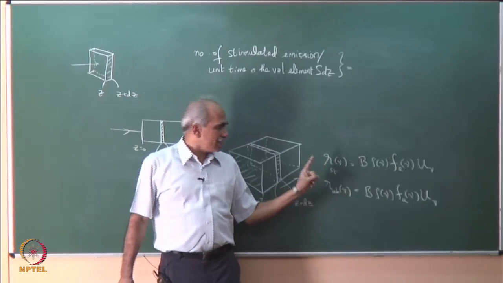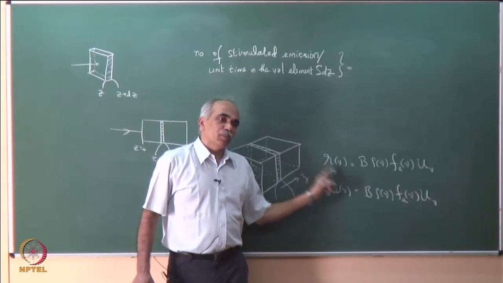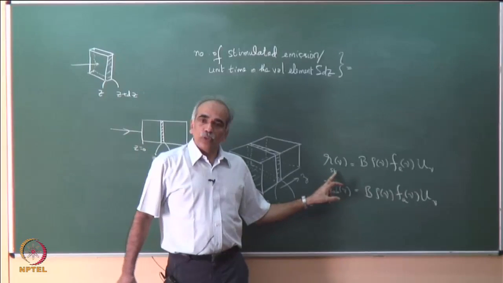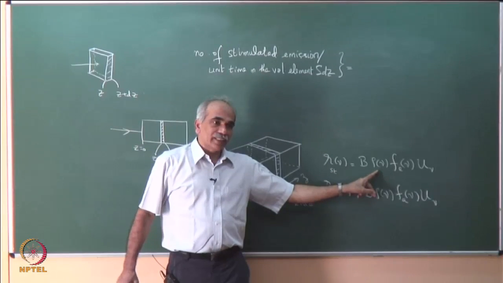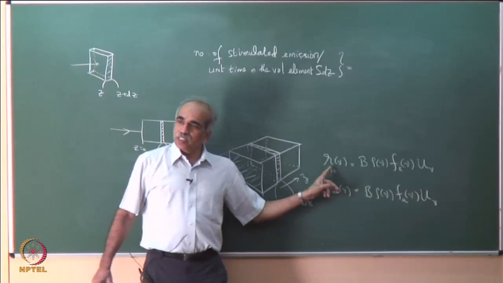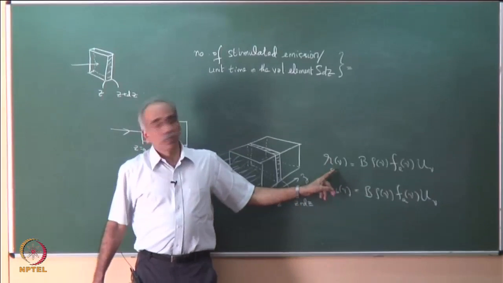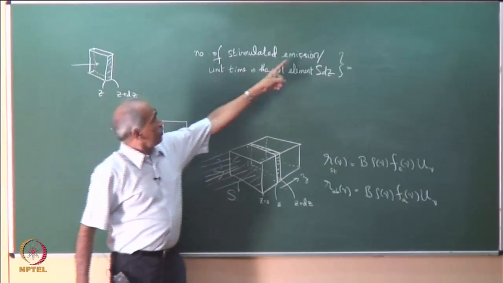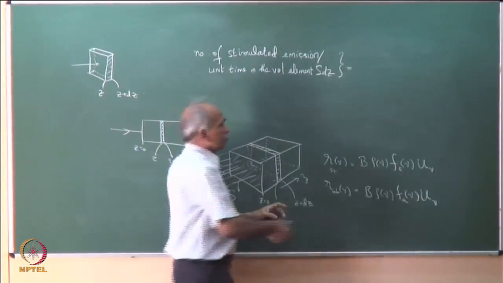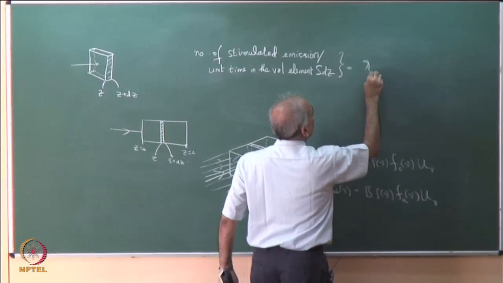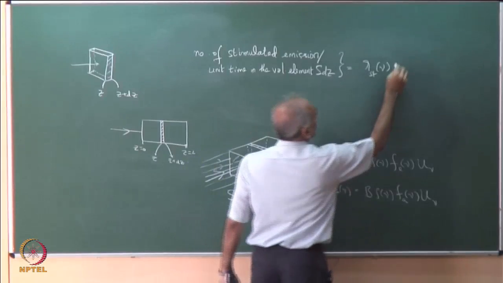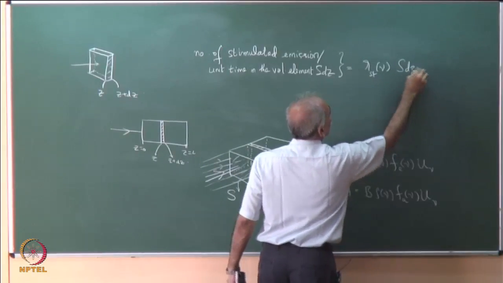What does this mean? This tells you the number of stimulated emissions per unit time per unit volume. Why unit volume? Because density rho nu here is per unit volume. So, this is the number of emissions per unit time per unit volume. Therefore, the number of emissions per unit time in the volume S dz will be equal to R S T, at the frequency nu, into S dz.